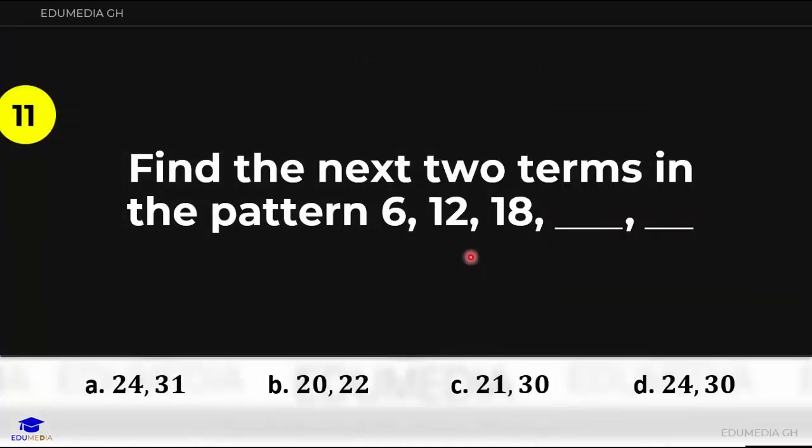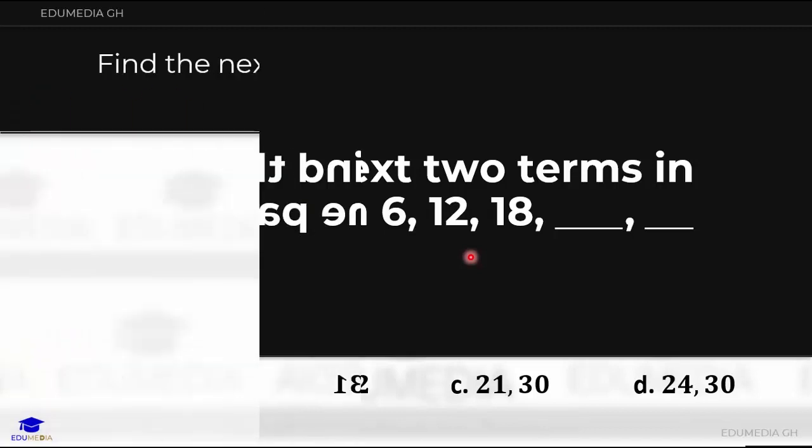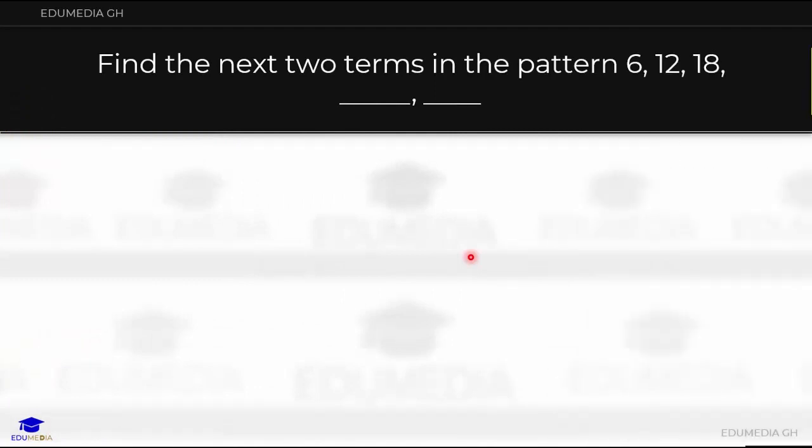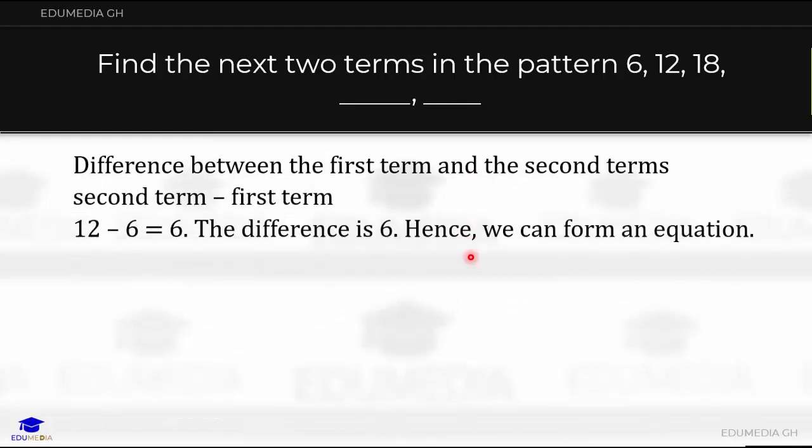Question number 11. Find the next two terms in the pattern 6, 12, 18. To find the next term in this pattern, we need to know the difference between the first term and the second term, or we have to know the two terms following each other. So to do that, we take the second term and then we subtract the first term from it. Meaning that we have 12 minus 6, or you can take 18 minus 12. The difference is 6.